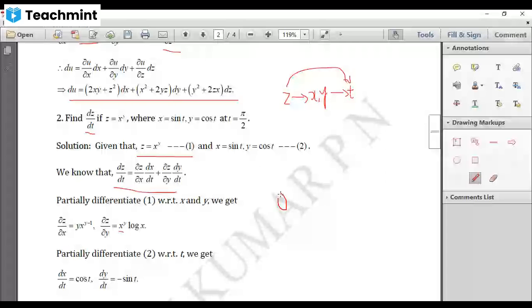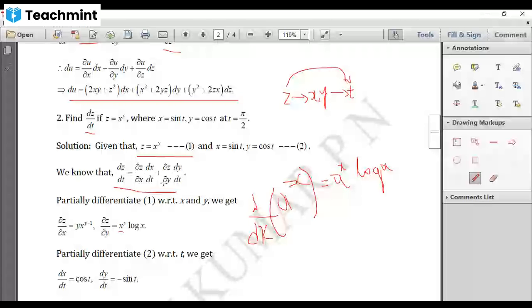Derivative of a to the power of x is equal to a to the power of x into log a. Am I right? Apply that formula here. In place of a, you are having x. In place of x, you are having y. Make the changes. So you'll get this much. So we got ∂z/∂x and ∂z/∂y.